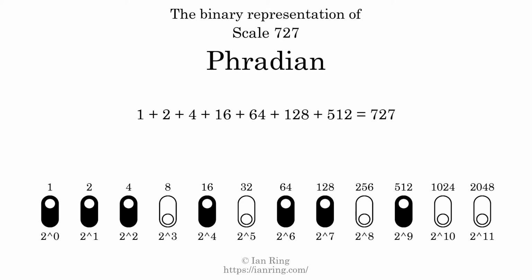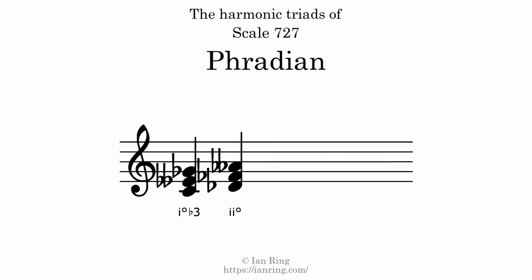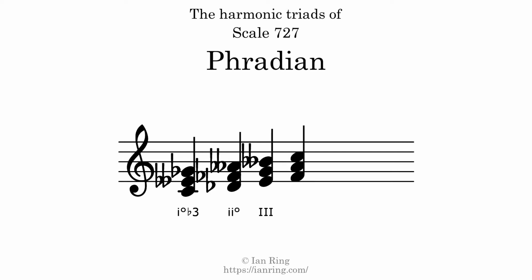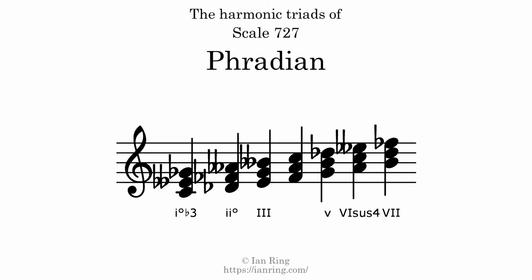The scale number not only enumerates the scale with a unique index, but it also literally describes the tonal content of the scale. Represented as a binary number in base 2, the scale number is 001011010111. Here are the harmonic triads present in this scale. Diminished flat 3. Diminished. Major. Unnamed. Minor. Sus 4. Major.